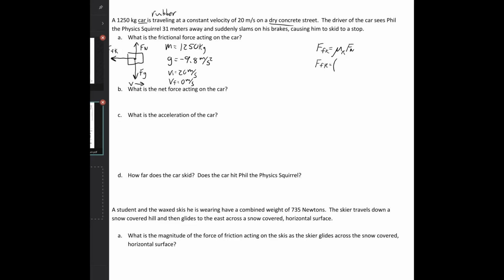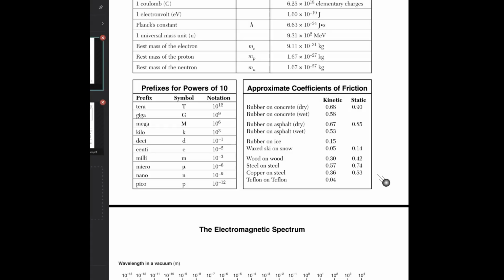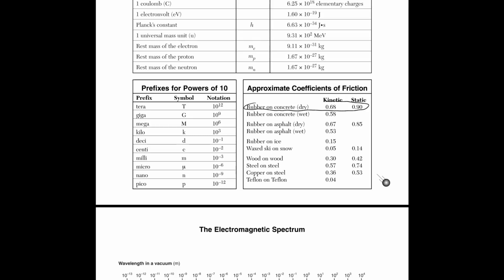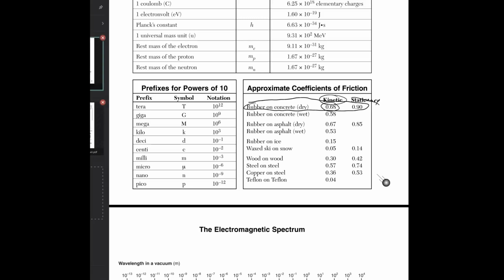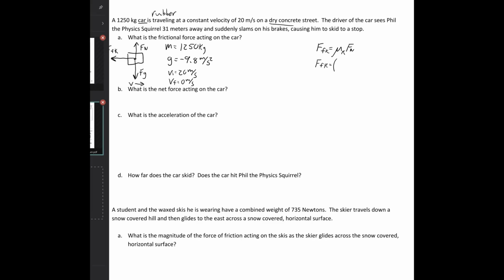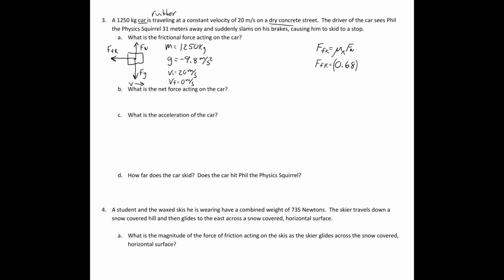So we look in our handy reference table. Boom shakalaka. And where is it? Rubber on concrete, dry. It's the first one. Now you got to ask yourself, am I going to use kinetic or static? Again, it's not stationary. Nope. It is sliding. It's kinetic. So we use 0.68. That's the coefficient of friction. And we write it in right here.